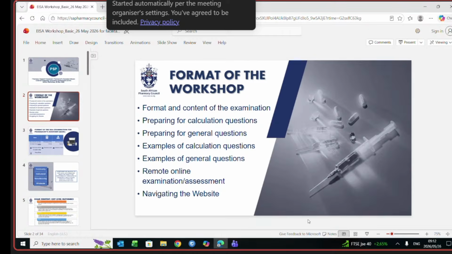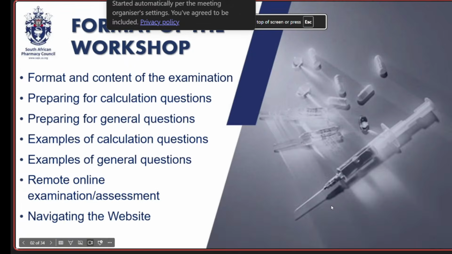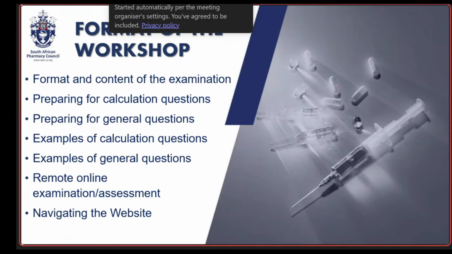The format of the workshop is such. We will go through the format and content of the examination. We will look at the preparation for calculation questions as well as general questions, and we will do some examples of calculation and general questions where you will actually go into a simulated environment and go through the format of the questions, and you will be given an opportunity to do some of the questions yourself. They will then discuss details on the actual remote online examination and how to navigate the website.